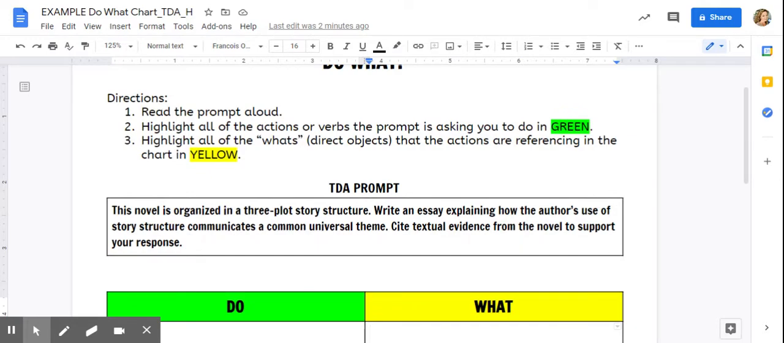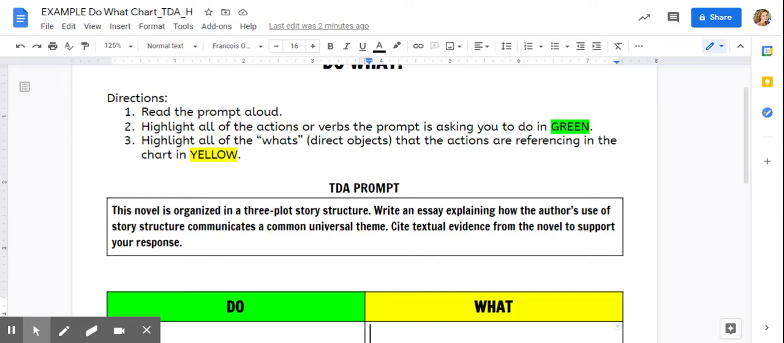Here we go. This is your question or prompt. This novel is organized in a three-plot story structure. I'm going to pause there. Let's just think about that. This novel, which is the book, Refugee, is organized the way it was put together in a three-plot story structure. So there's three different stories that create the whole book. Structure just means how something is built or put together, okay? That's just a statement. You don't have to do anything there. That's just kind of the introduction.